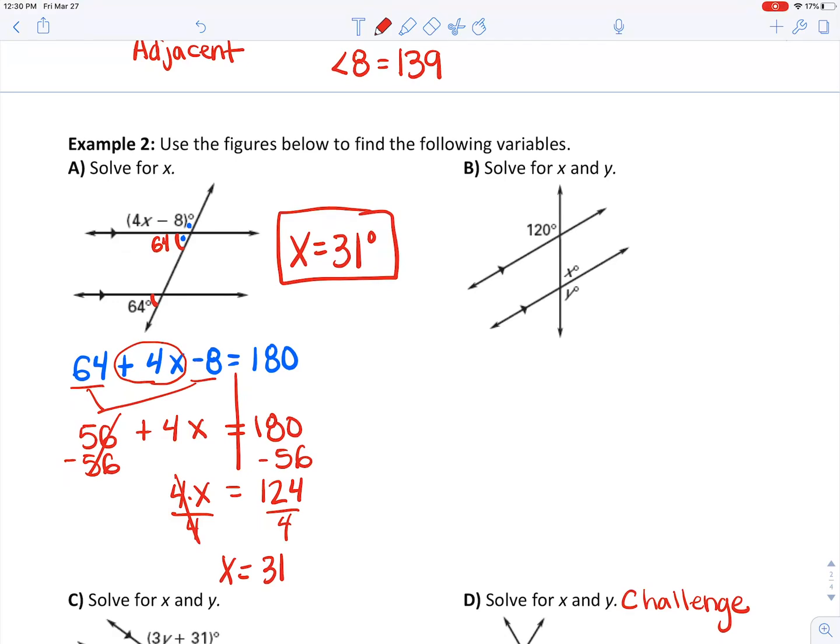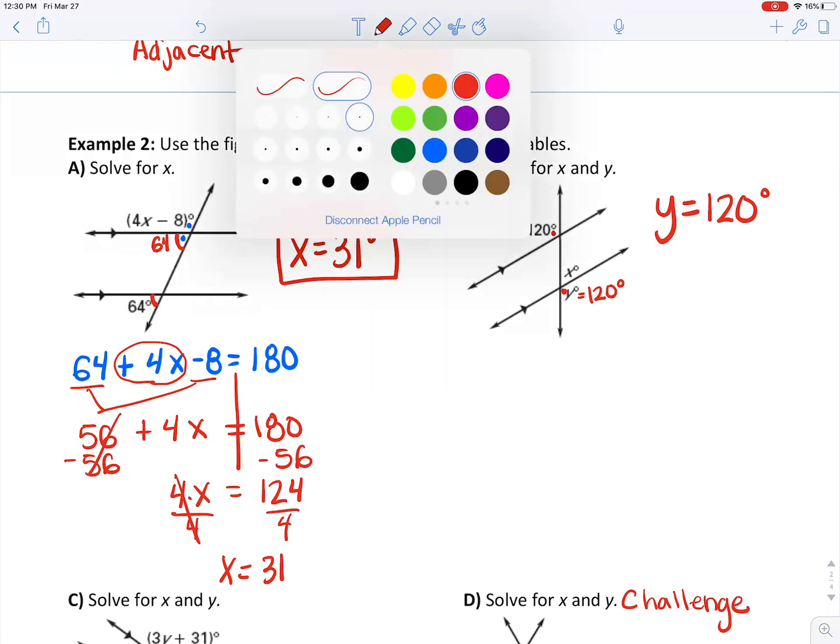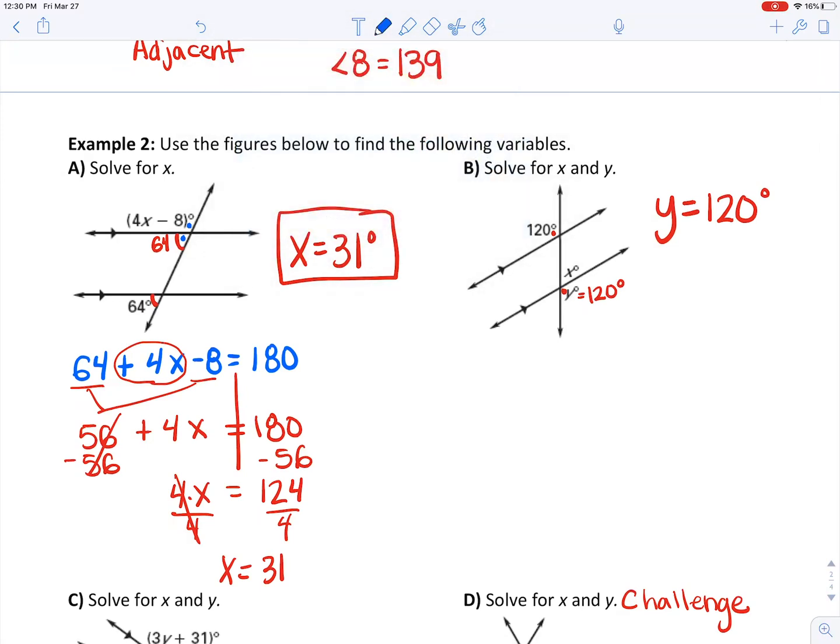Taking a look at letter B. What I'm noticing in letter B, we have to solve for both x and y. And if I were to take a look at this 120 degrees and y, they form alternate exterior angles. And I know that alternate exterior angles are equal. So that already tells me that y is 120 degrees. Okay, so that's half of my problem.